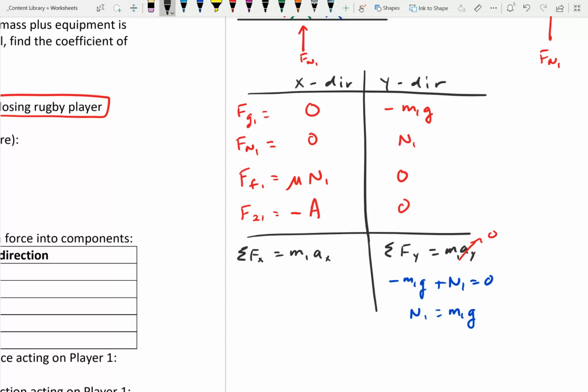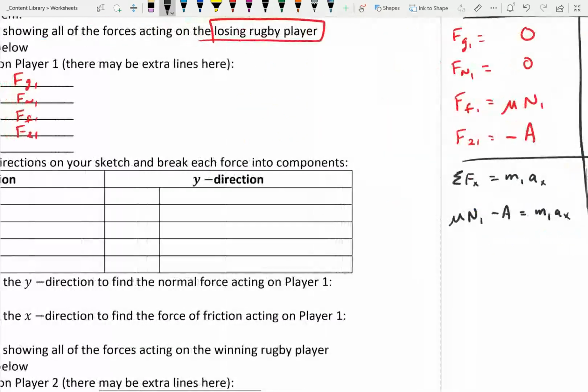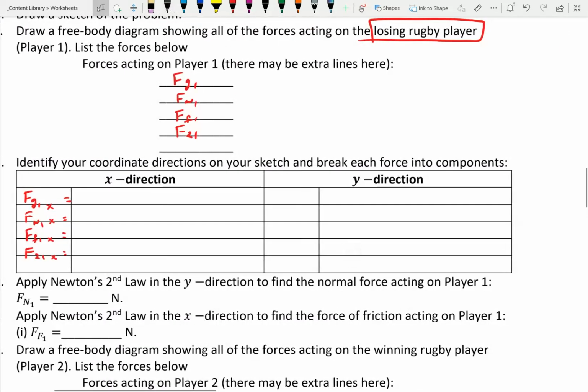Because my object was object 1, which has mass m1, I always have to have the mass of the object I'm looking at in my Newton's second law. So now I'm going to add up the things in this column. I have mu n1 minus a equals m1 ax. Now what am I looking for? I better come back and redefine things, and let me fill in this table for completeness, just filling in what we've already written down.